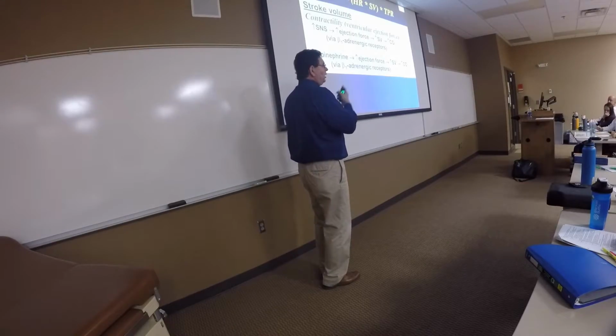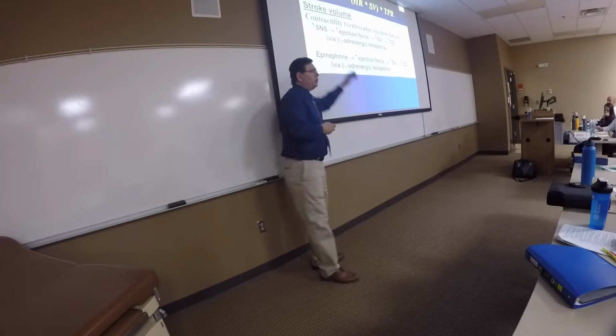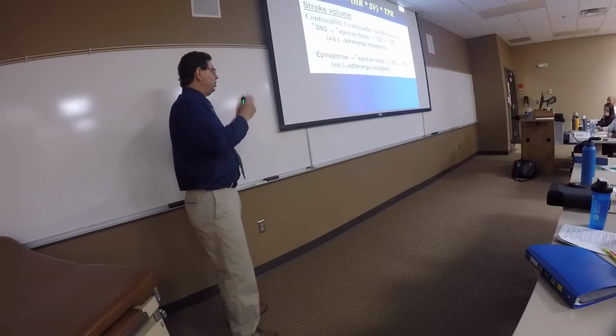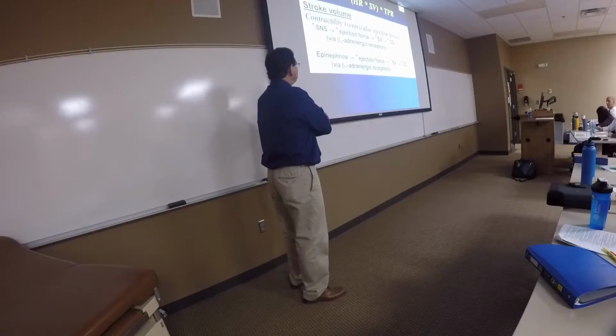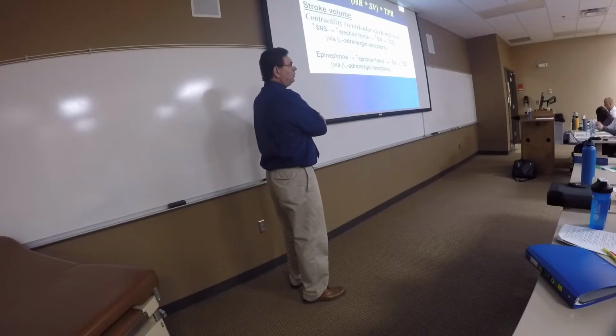This, once again, is via beta-1 adrenergic receptors. Epinephrine from the bloodstream that was released from the adrenal medulla is now going throughout the body, including through the coronary vasculature. That too will bind those beta-1s and increase ejection force and stroke volume.